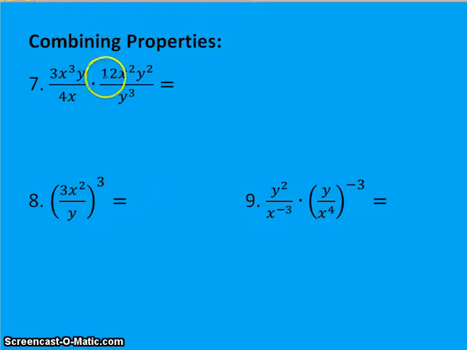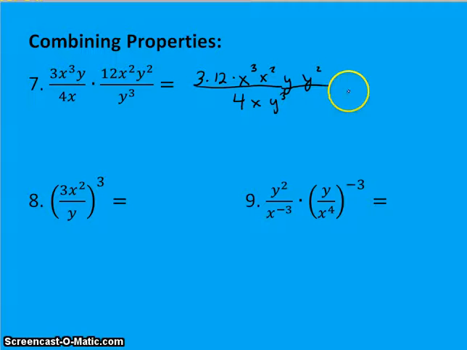So these are two fractions, and let's go through and multiply across the top and multiply across the bottom. So I have 3 times 12. So I'm going to rewrite everything as the numbers first, and then the x's. So I have an x to the third, and an x squared, and then the y's. I got a y, and then a y squared. And then on the bottom I have 4x y to the third.